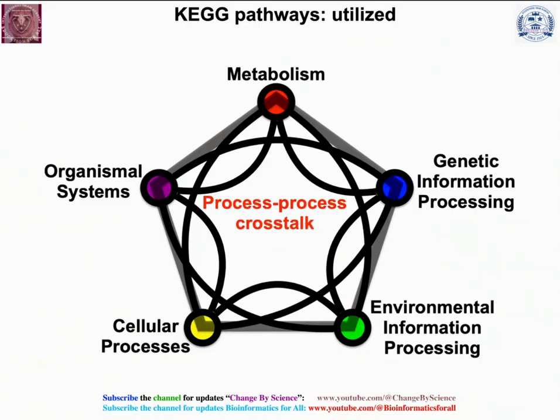Now, you can also think about the individual pathways. Instead of individual pathways, you can also think about how the metabolic system is interacting or disturbed in a particular kind of human disease with respect to genetic information processing, organismal systems, cellular processes, or environmental processes. But mostly people are interested at the individual pathway level.